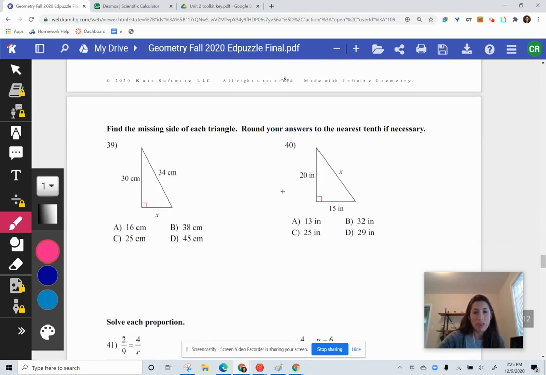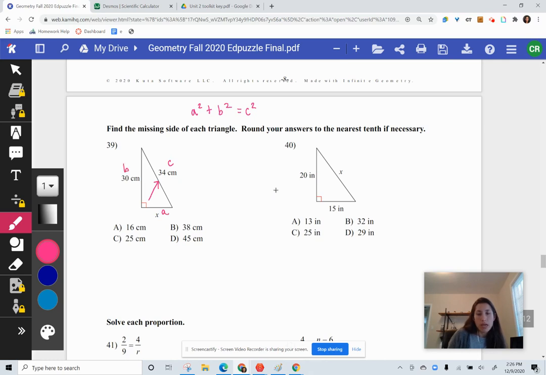Okay, now we've got our Pythagorean theorem questions. That's, remember, a squared plus b squared is equal to c squared. So remember, the c is your hypotenuse. It's always the longest side. c is directly across from the right angle. So I'm going to call this side here c. And then the other two sides we can just label with a and b.